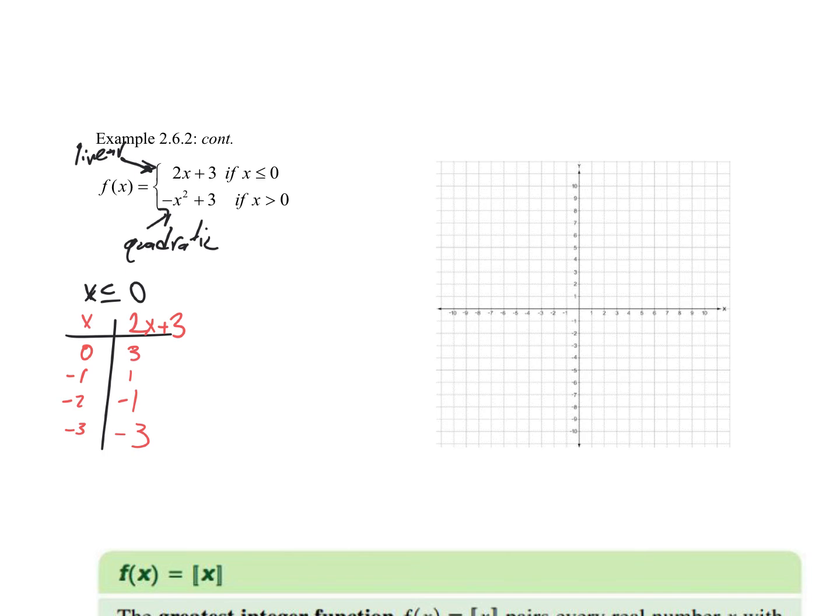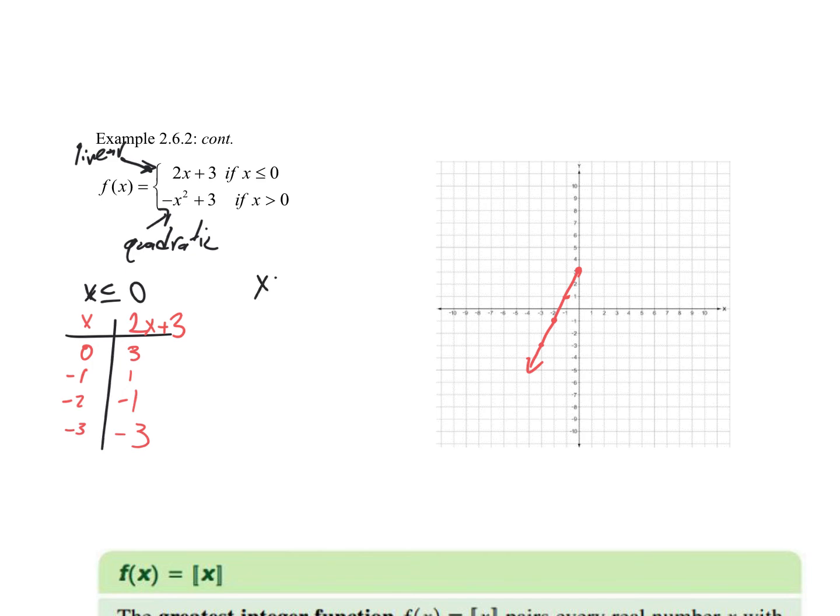So 2x plus 3, let's do 0, 3, and then -1, 1, -2, -1, and so on. And so you can see the points are forming that straight line that we want. Let's go ahead and connect these all together. And we've got a nice line like that. Let's do the other half of this.